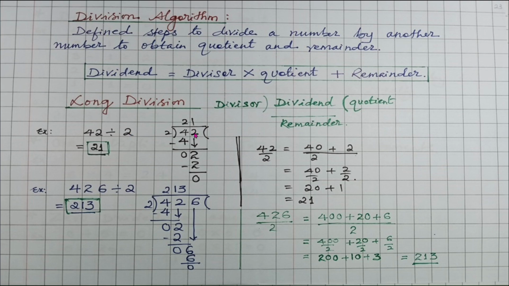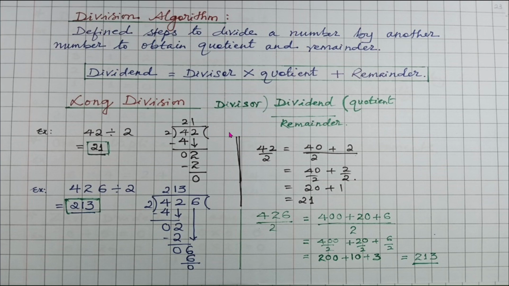42 divided by 2. So 42 has to be divided by 2. Consider the first digit, it is greater than 2. Therefore I can go for 2 2s are 4. 4 minus 4 is 0. Remainder is 0. Carry 2 down. Then 2 2s are 2, 2 minus 2 becomes 0. Therefore 42 divided by 2 is 21. Please remember, 42 divided by 2 is 21.